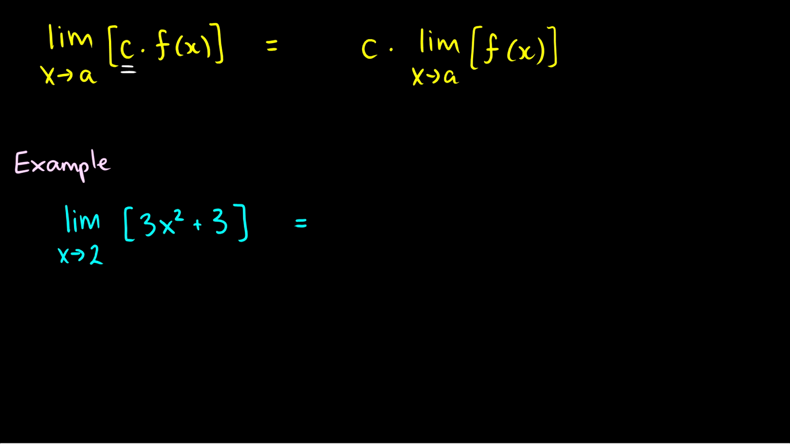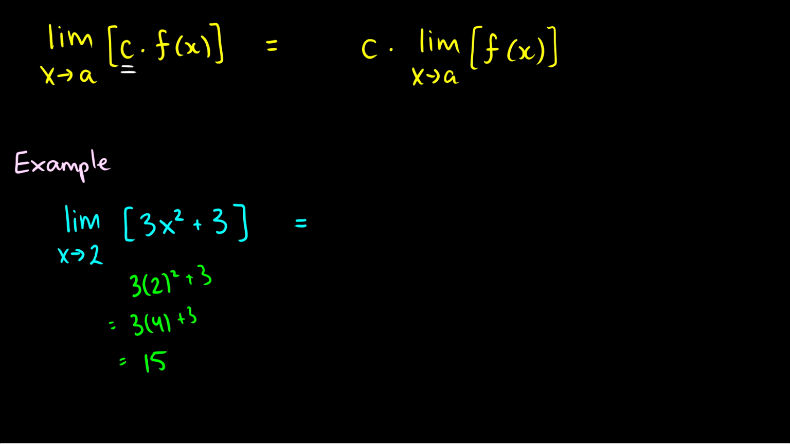The limit as x goes to 2 of 3x squared plus 3. If we just put in 2 and evaluate it like this, then we'll have 3 times 2 squared plus 3, which is equal to 3 times 4 plus 3, which is just 12 plus 3, which is 15.